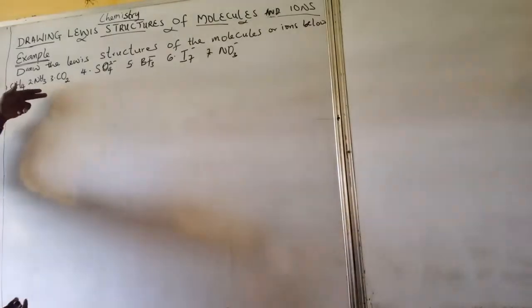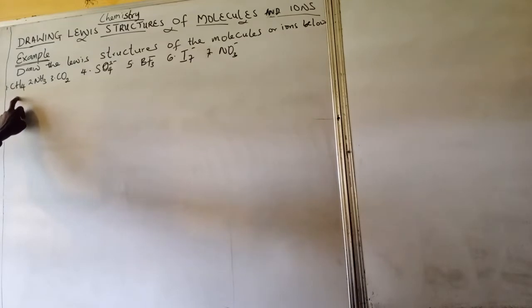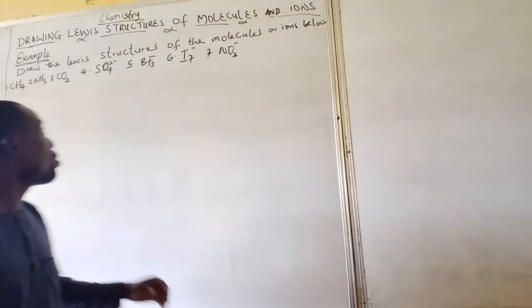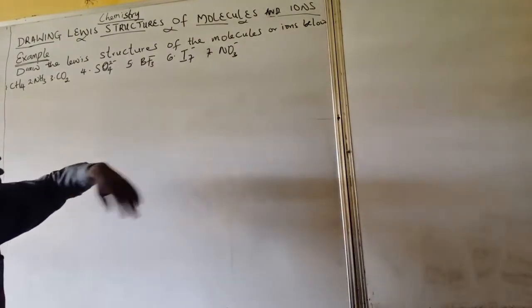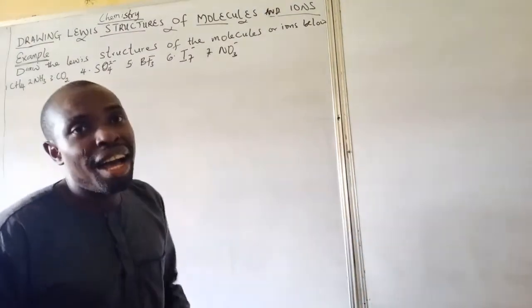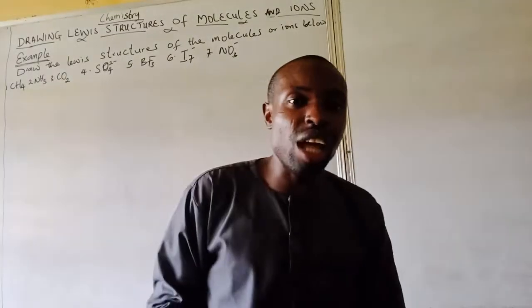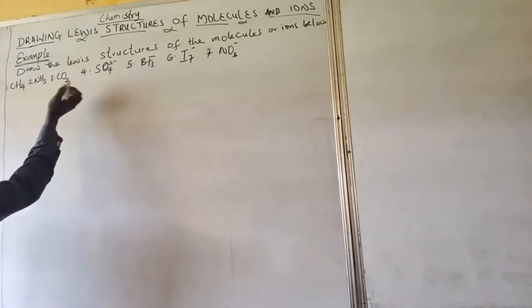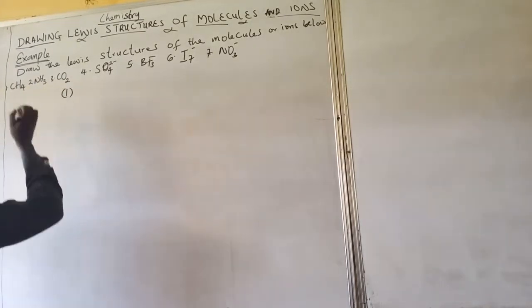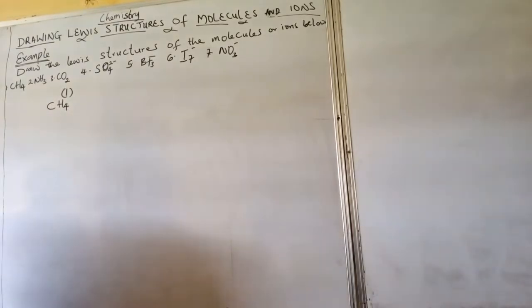Draw the Lewis structure of the molecules or ions below. The first one is methane, we have ammonia, we have carbon dioxide, we have sulfate, we have boron trifluoride, we have the triiodide ion, and the nitrate ion. So we work with the first one, example 1, as you can see, CH4. How do we go about it?